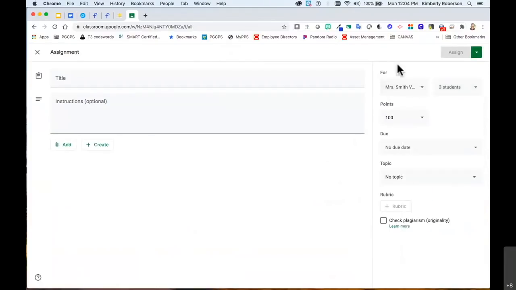To help you organize the assignments you're assigning to specific groups, you can include a naming convention in the title. For example, the 3 students that you selected could be your Bluebirds group, so include that in your title.